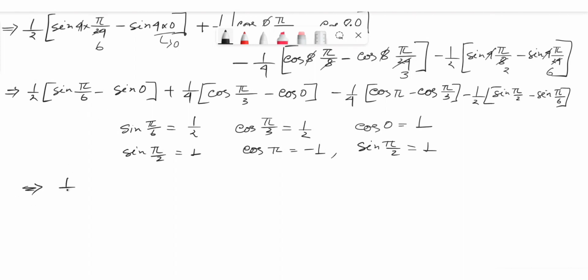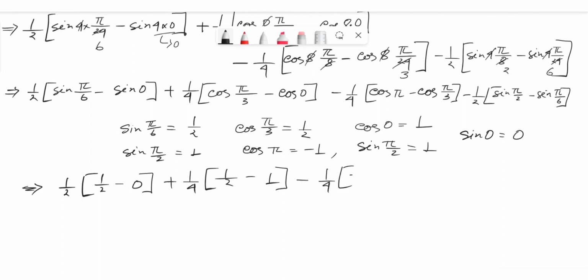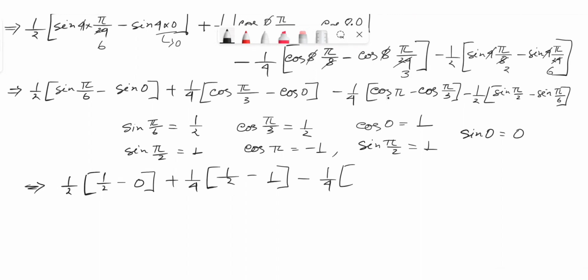So from that we have 1 by 2 times sine pi by 6, which is 1 by 2, minus sine 0, and sine 0 is equal to 0, plus 1 by 4 times cos pi by 3, which is 1 by 2, minus cos 0, which is 1, minus 1 by 4 times cos pi, which is minus 1, minus cos pi by 3, which is 1 by 2, minus 1 by 2 times sine pi by 2, which is 1, minus sine pi by 6, which is 1 by 2.